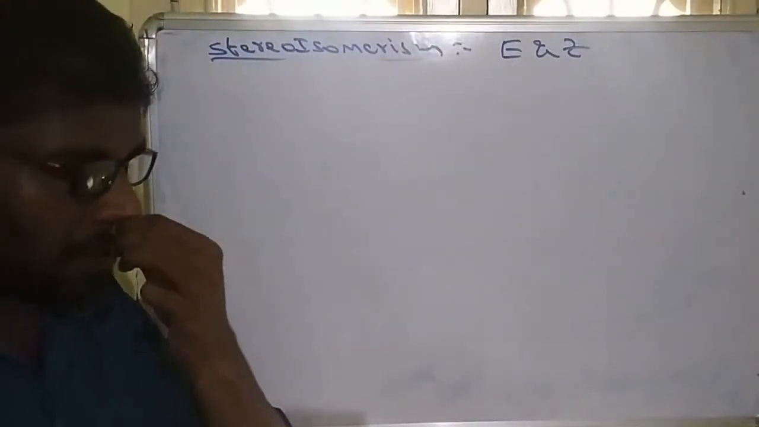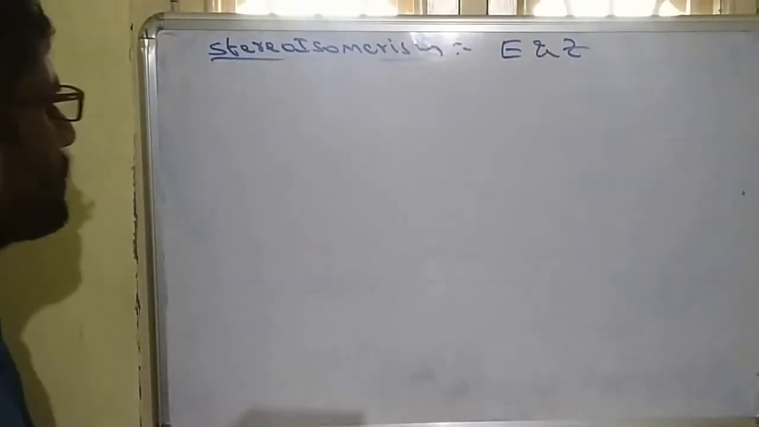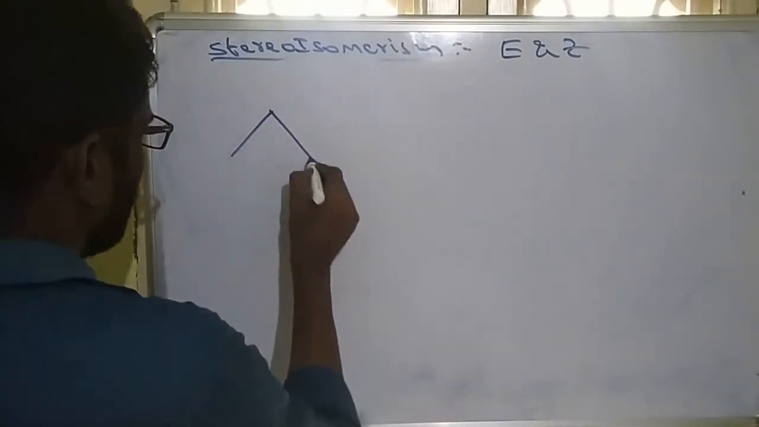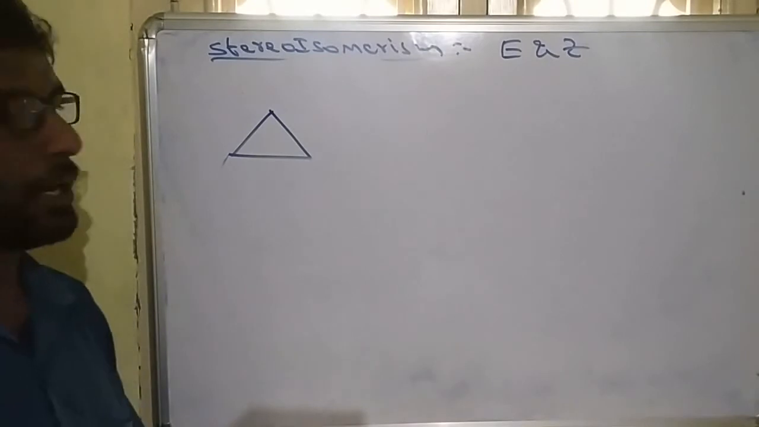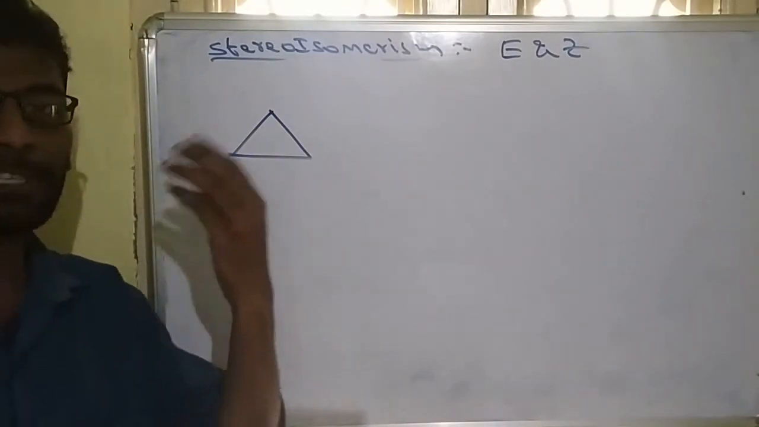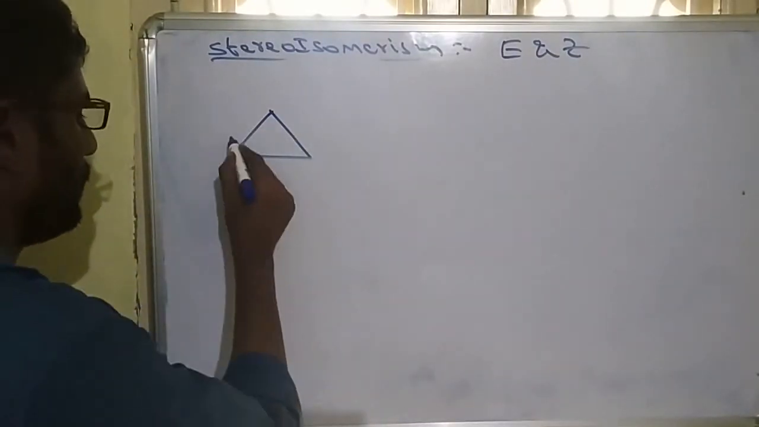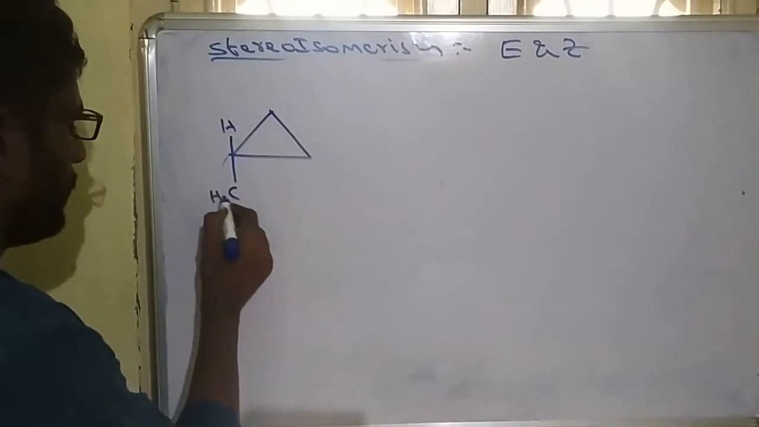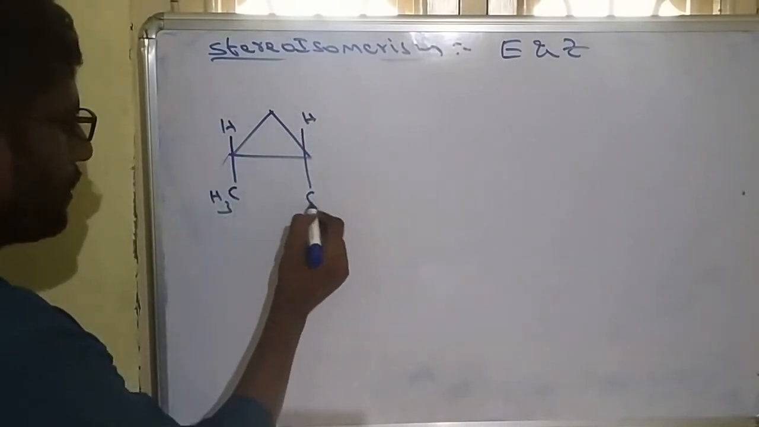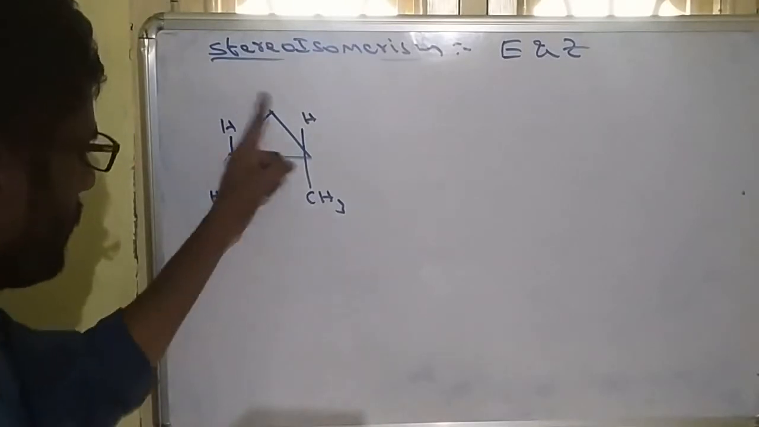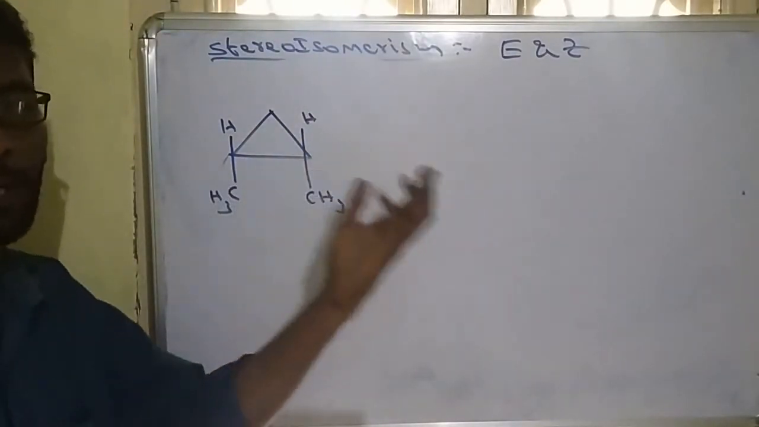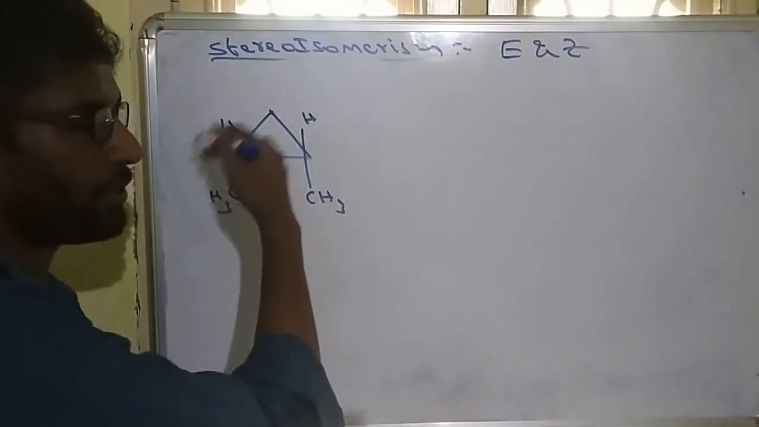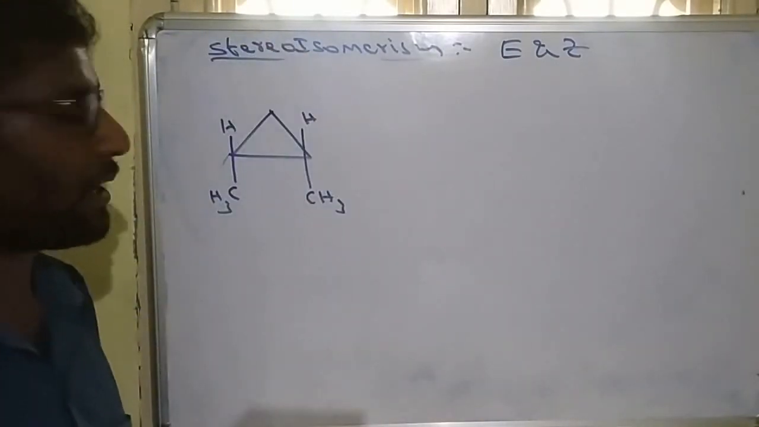Cycloalkanes will also exhibit geometrical isomerism. This is a cycloalkane, but not directly; there must be di-substituted cycloalkanes. Here suppose I am writing a methyl group, and here also a methyl group. So on this cycloalkane, two methyl groups are there. This is a di-substituted cycloalkane, and di-substituted cycloalkanes will show geometrical isomerism.